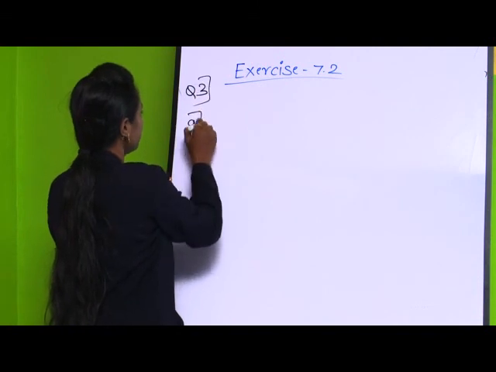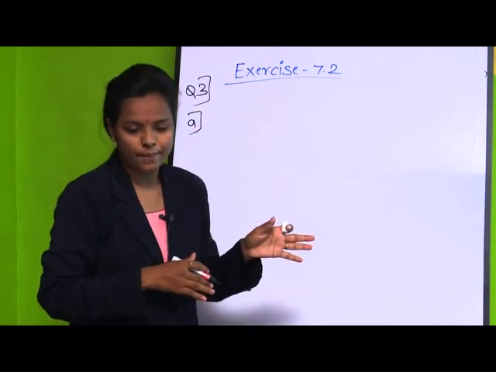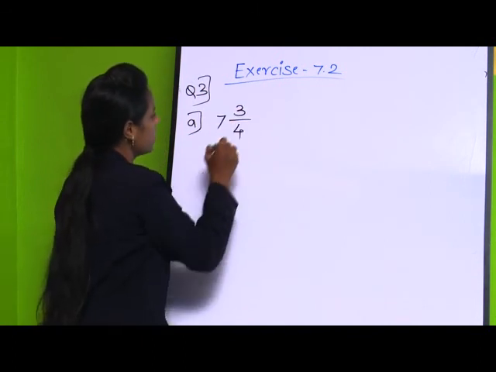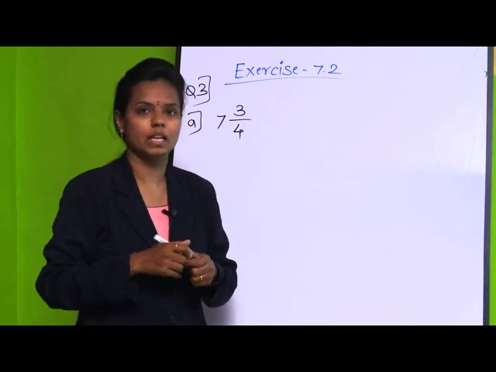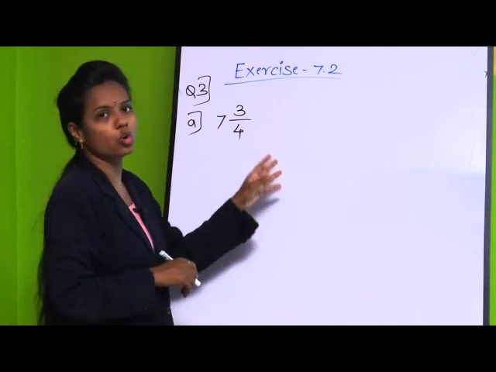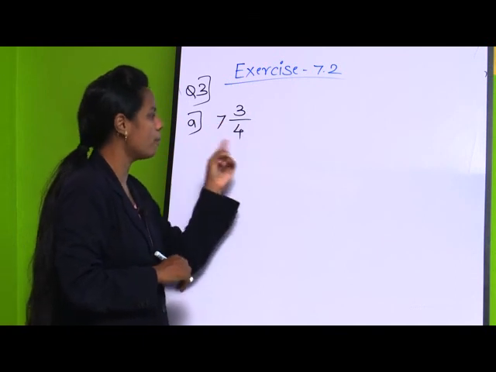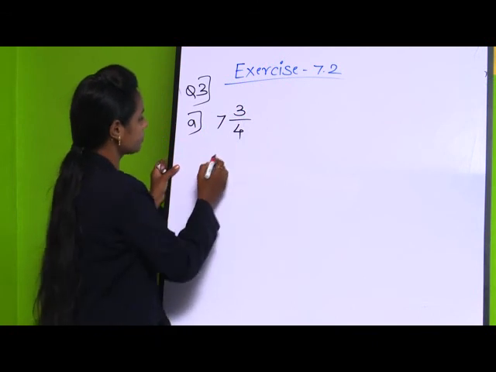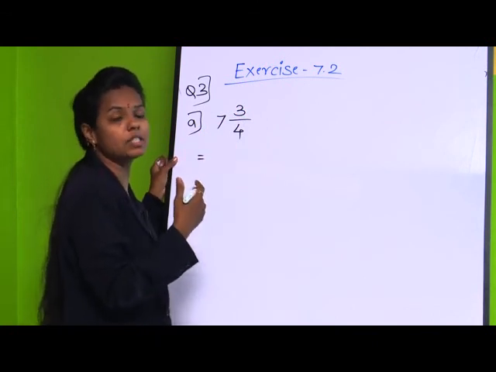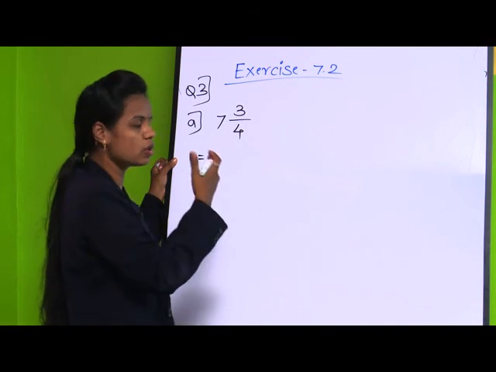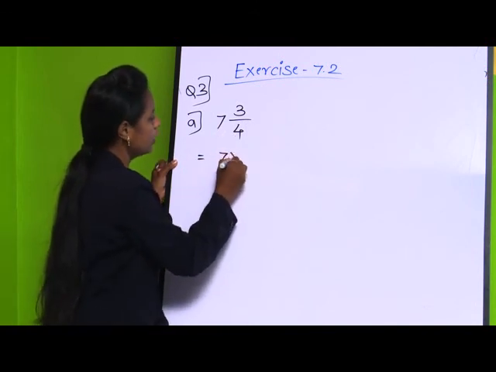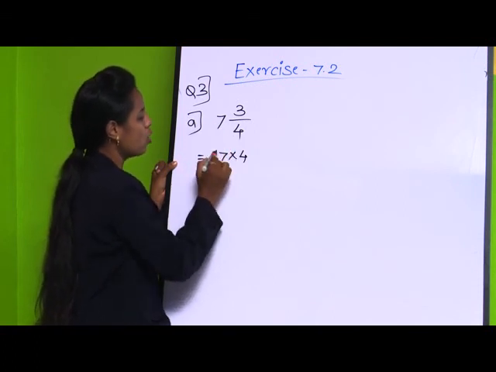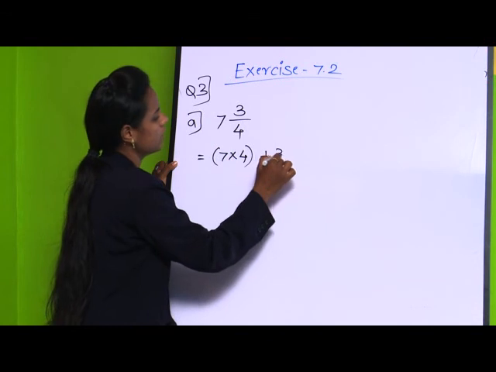Now, here we have mixed fraction. Okay. So, the first example is 7 3 by 4. This is the mixed fraction, which is the combination of whole number and proper fraction. We need to multiply it. Okay. Let us see how. This consists of some steps. So, we need to follow these steps to convert it. 7 into 4. First, we need to multiply the denominator by the whole number. 7 into 4 plus 3.